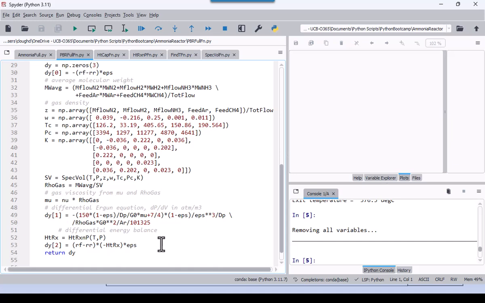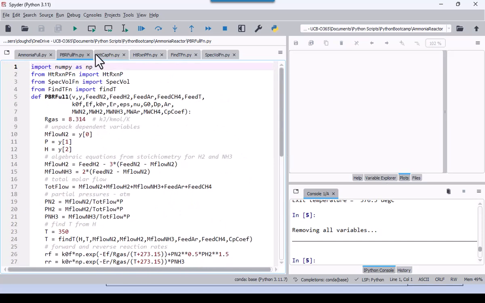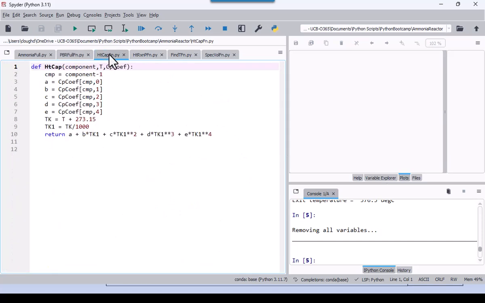The third derivative is for the enthalpy, which will naturally be equal to 0 because of the way we've solved this. So that is what we have here. And let's come back now and take a look at the elements that go together. First, the heat capacity function is the exact same one that we used for the simplified model, so that's identical.